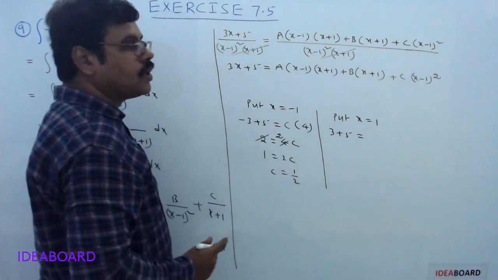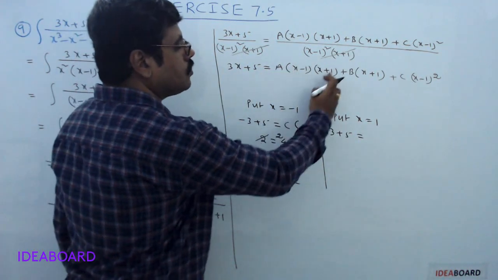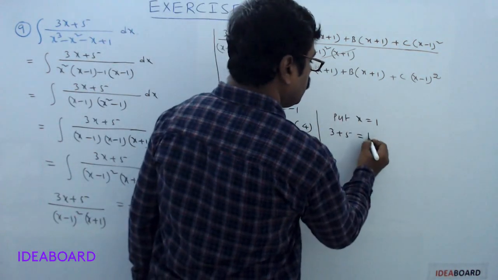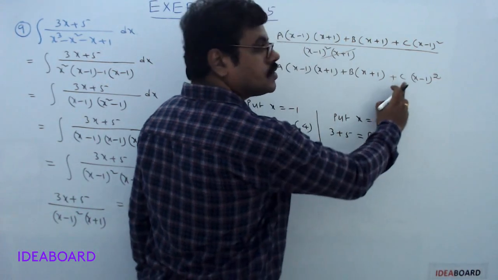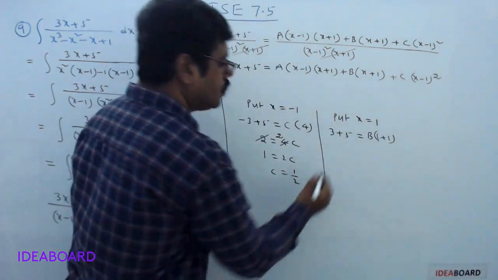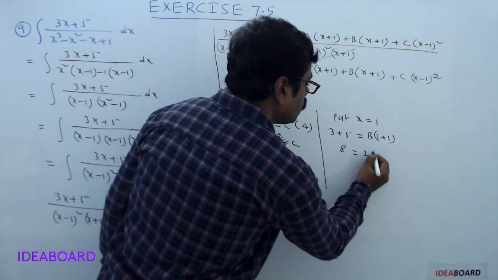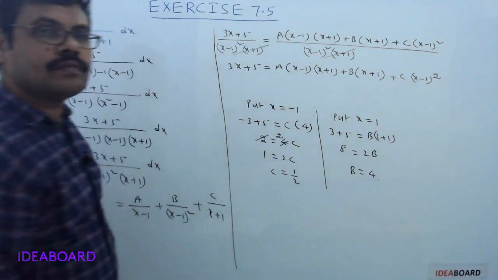3 plus 5 into x value 1. So 1 minus 1 is 0. This term value will be 0. This is b into 1 plus 1 plus c into 1 minus 1 whole square. This term value will be 0. So 8 equals 2b, therefore b value is 4.